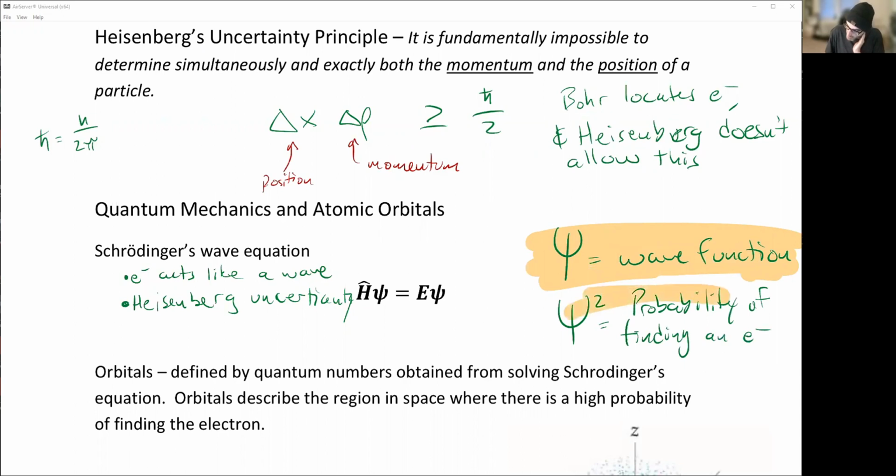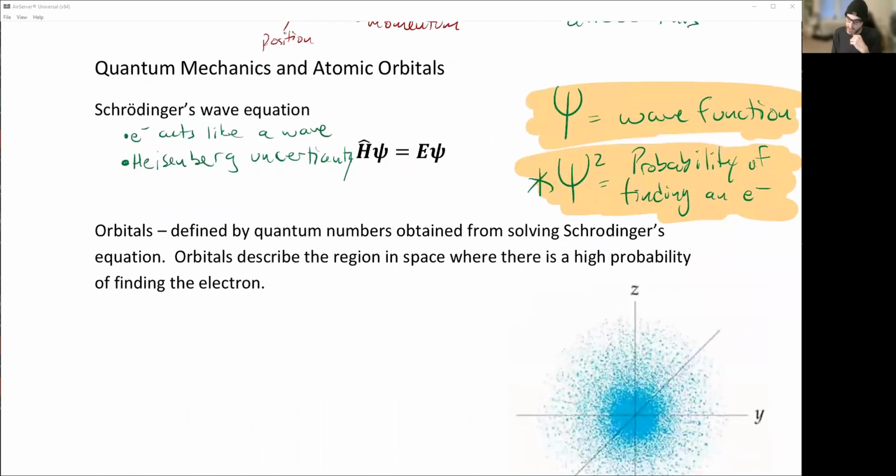which is really going to help us build our idea of what an atom actually looks like and give us some practical uses for it. So this is probably the most important thing to take away. So a wave function turns into the probability of finding an electron. Well, what exactly does that mean?